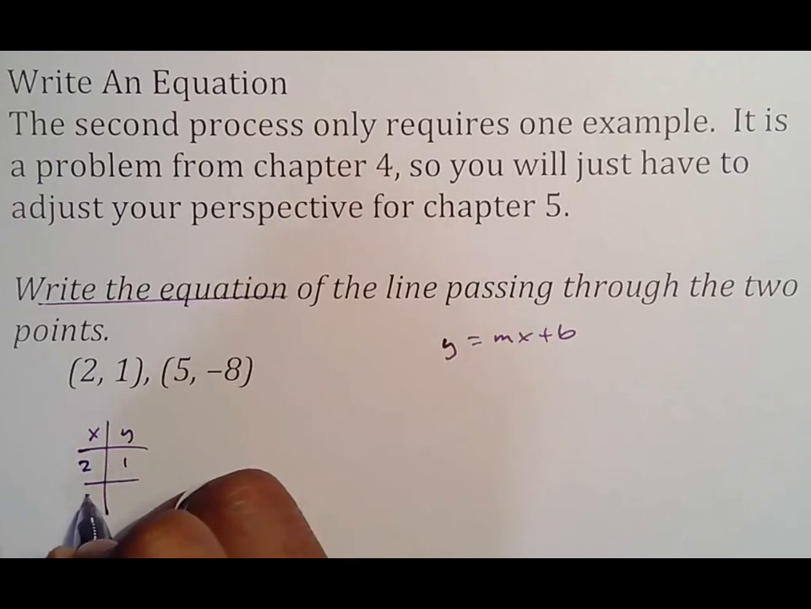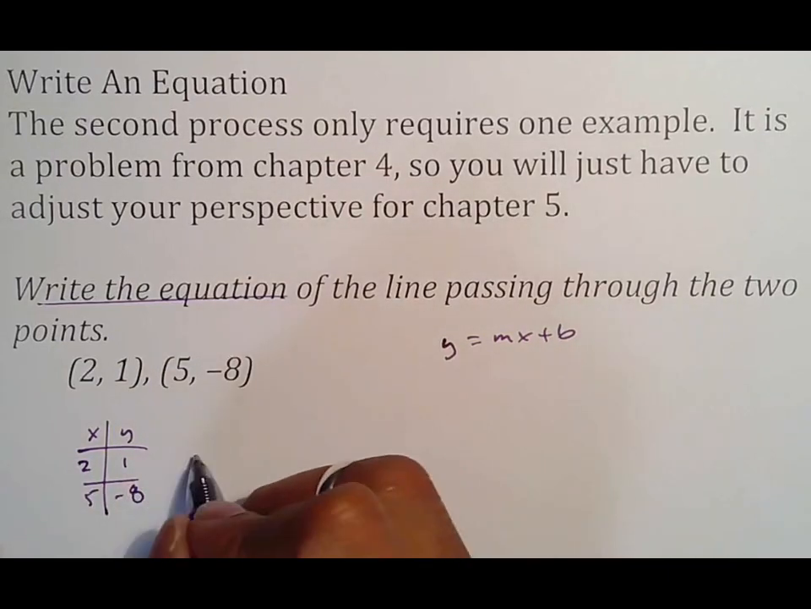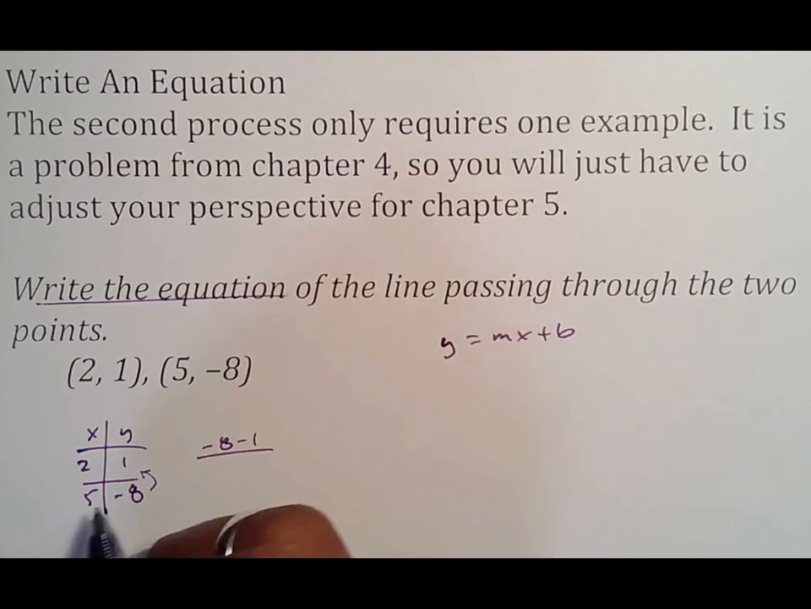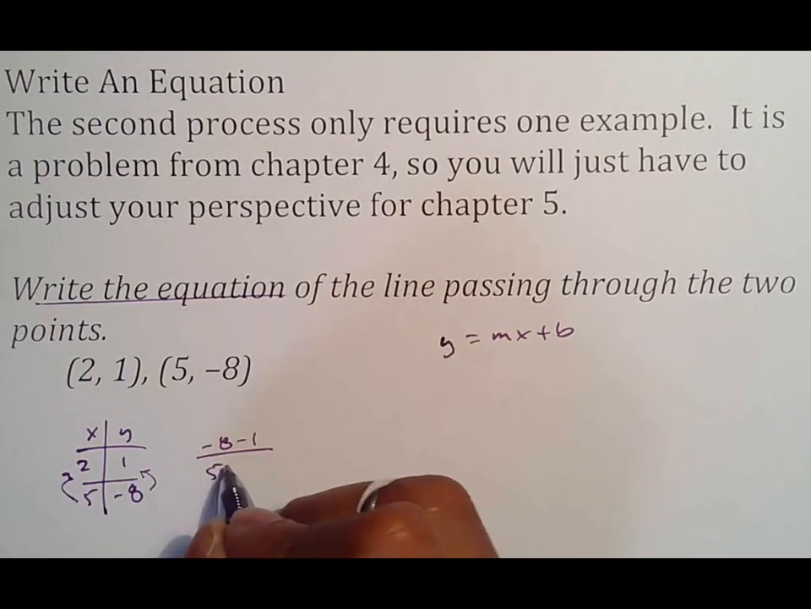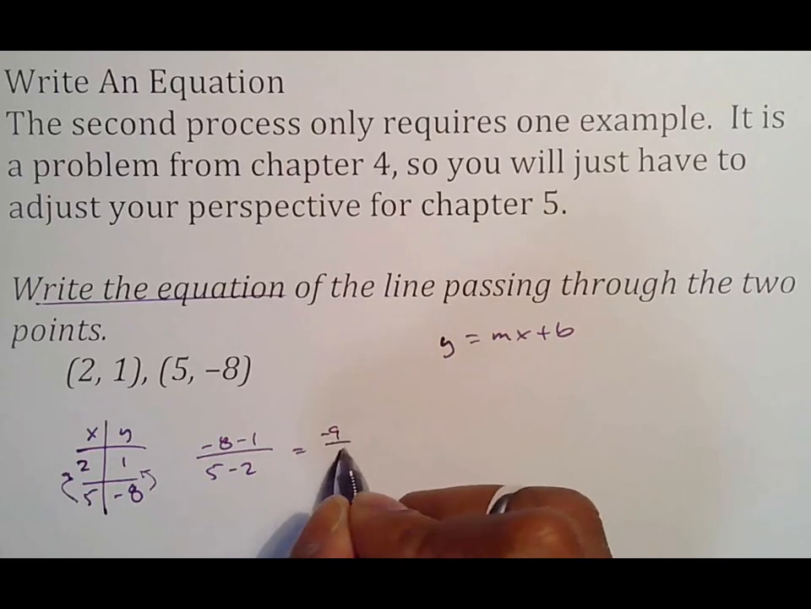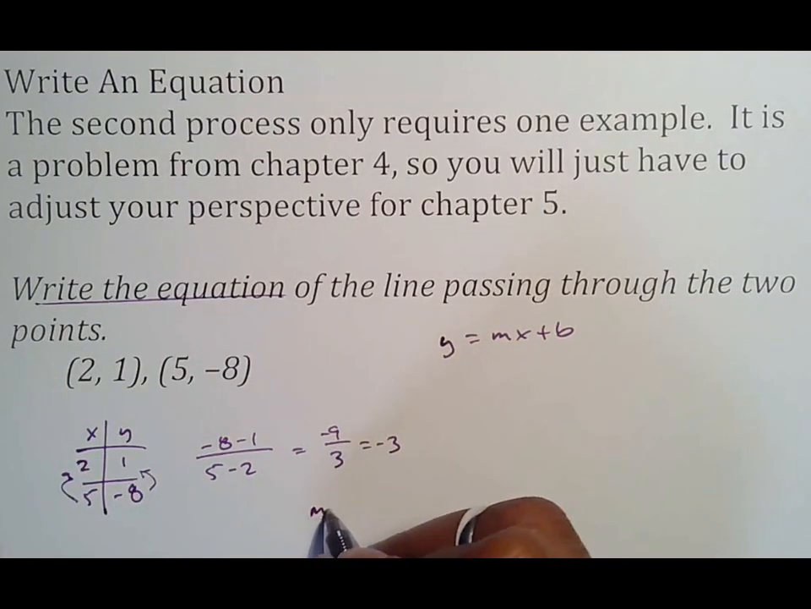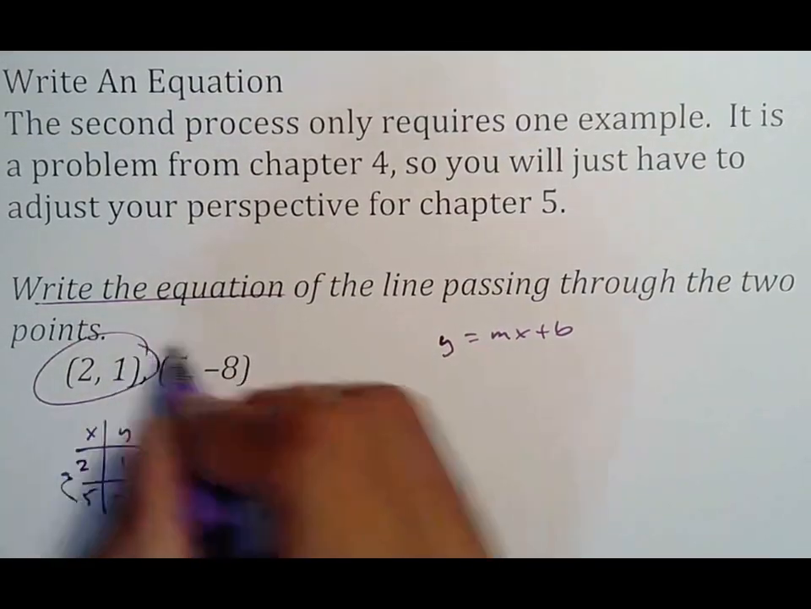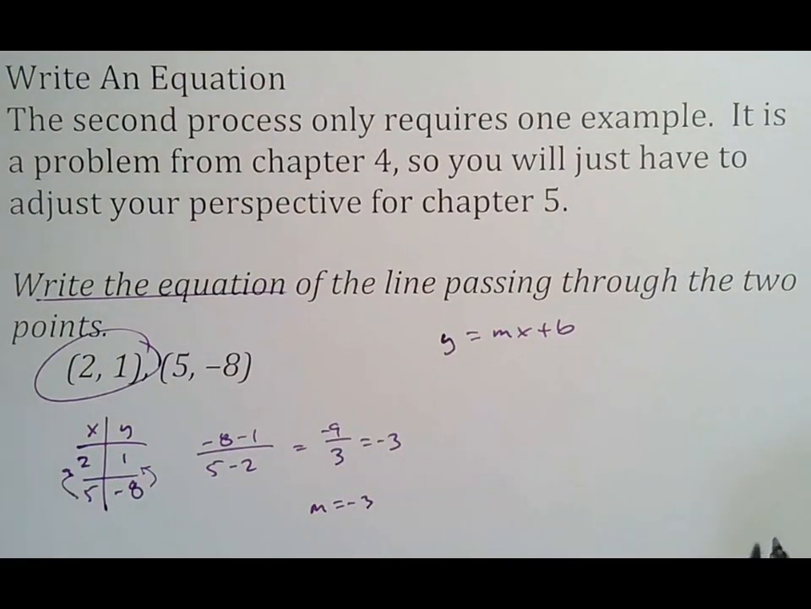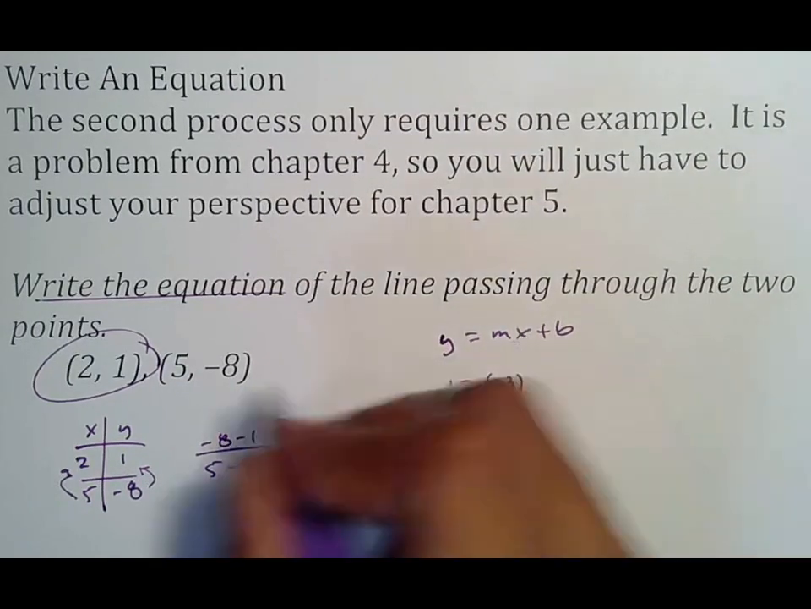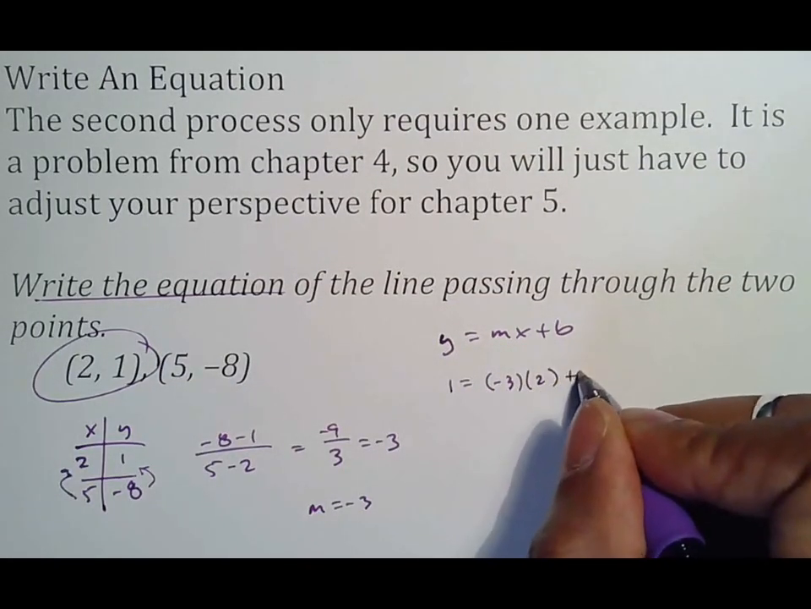And so what I would do is find m first. And the way I like to find m is by putting my numbers into a table and doing my subtraction the way I learned here, which is -9 over 3 or -3. So my m is -3, and I'm going to choose one of those points. That means my y is 1, my m is -3, my x is 2.